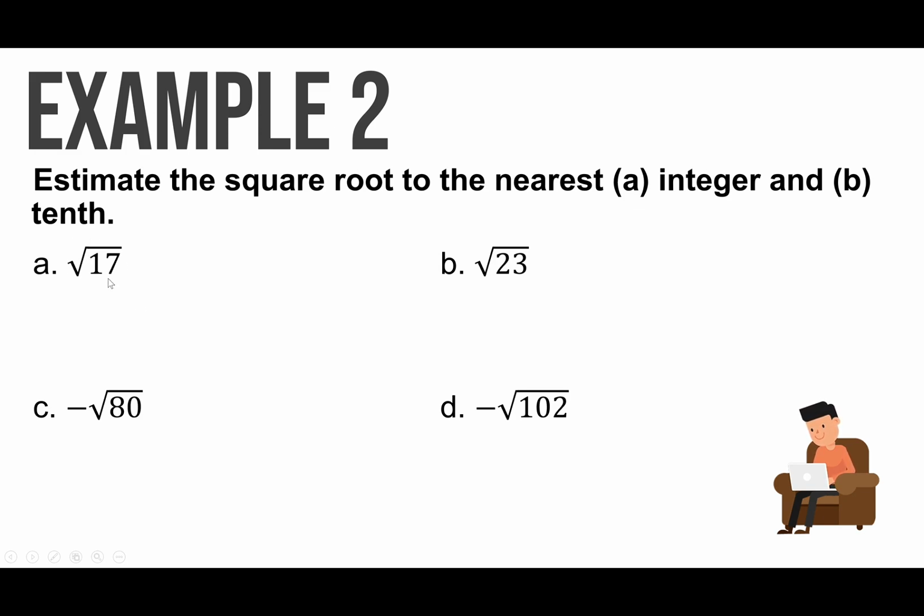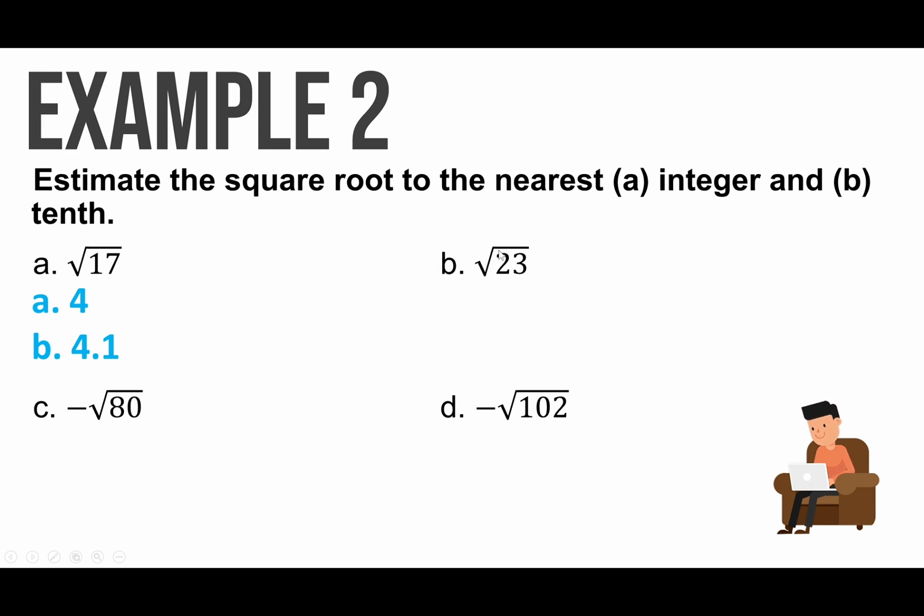Okay, so think of a perfect square that's very close to 17. Got it? Yep, that's right, it's 16. So the square root of 16 is going to give you 4. So my answer is going to be a little bit bigger than 4. You can say the nearest integer is going to be 4, or to the nearest tenth is going to be 4.1. Again, use your calculator to double check this, okay?